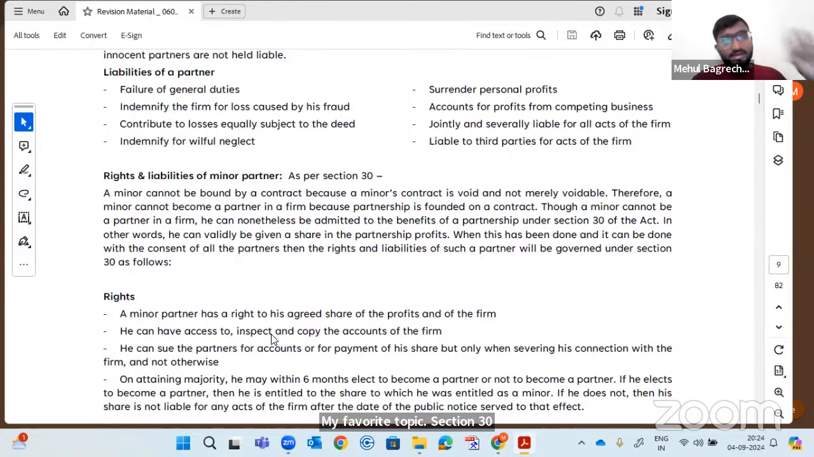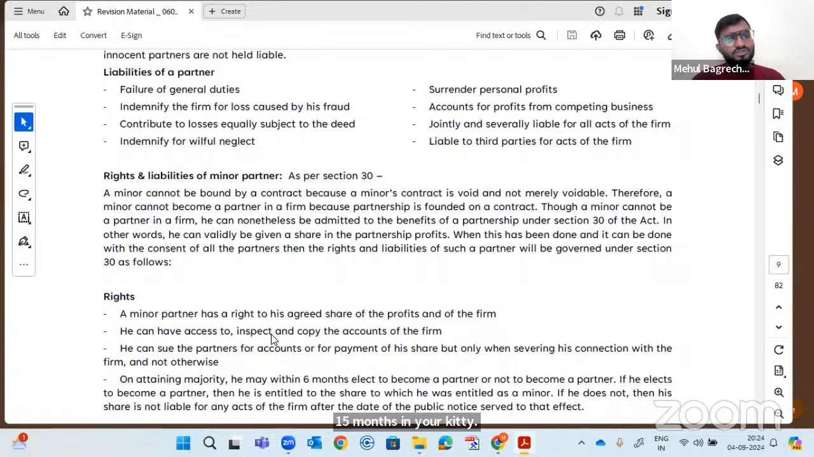Rights and duties of a minor partner. Section 30 says the concept of minor partner. They're getting some amount of confidence. Yes. Please note, this simple chapter, partnership, is 15 marks in your kitty, provided you read it appropriately. Whatever we are discussing right now, you're just paying attention.